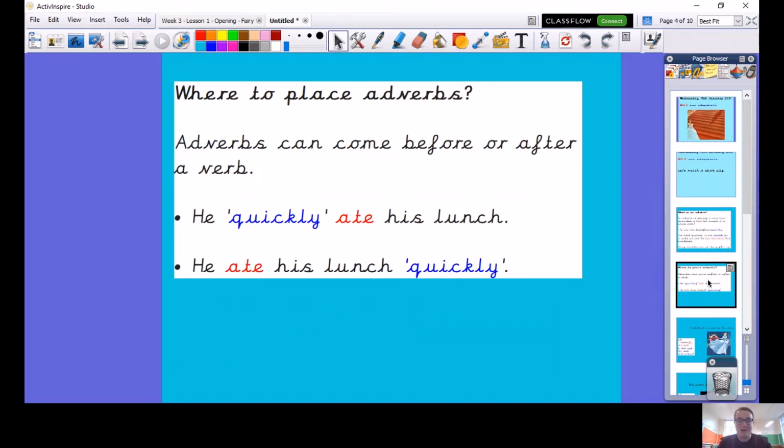So where do I put an adverb? Well, I can use an adverb before the verb or after the verb. It does not matter, but sometimes it can be more effective to use it before the verb. He quickly ate his lunch, or he ate his lunch quickly. Ate is the verb, quickly describes how it happened. He ate his lunch quickly.